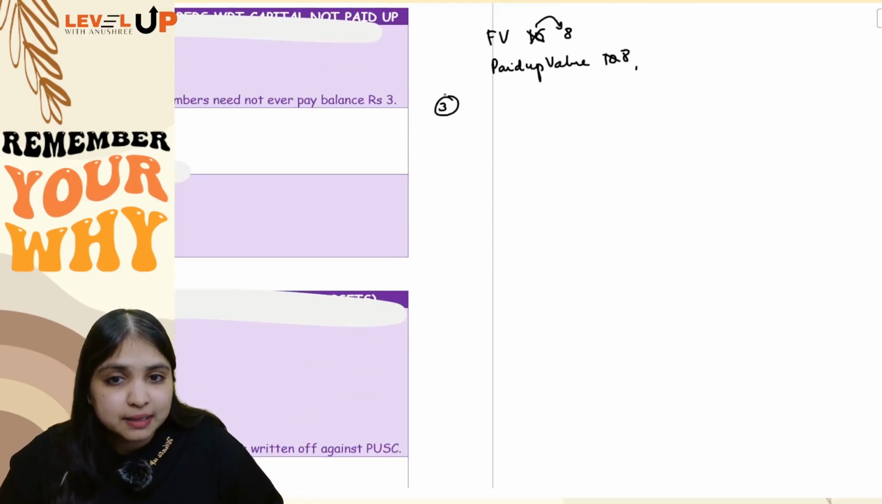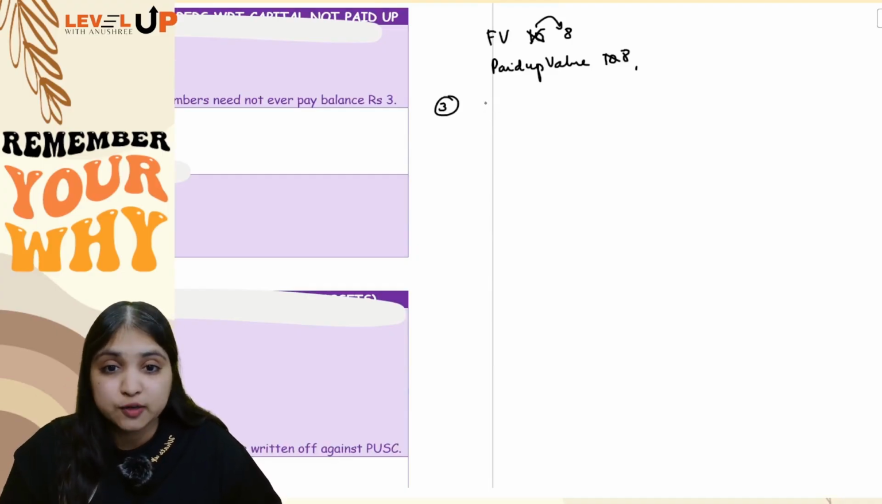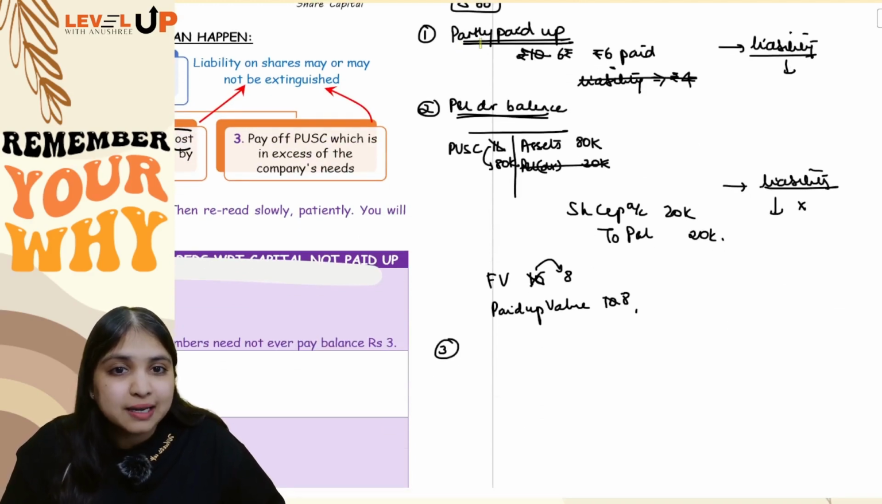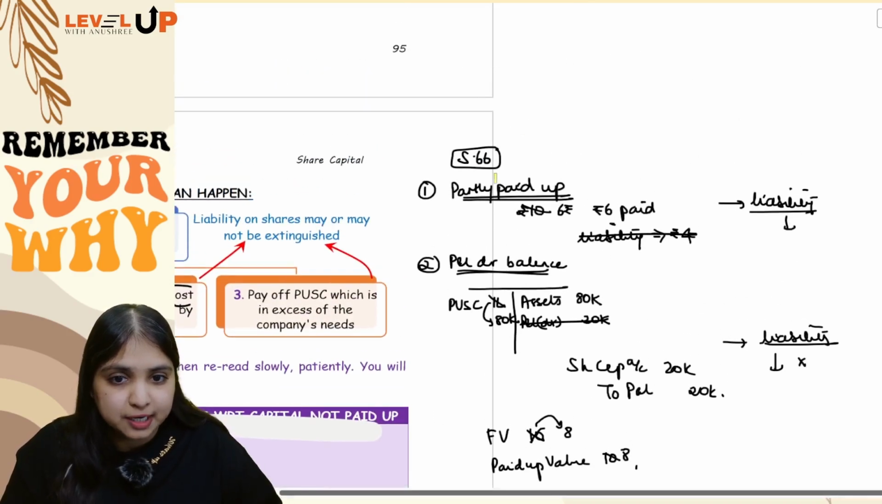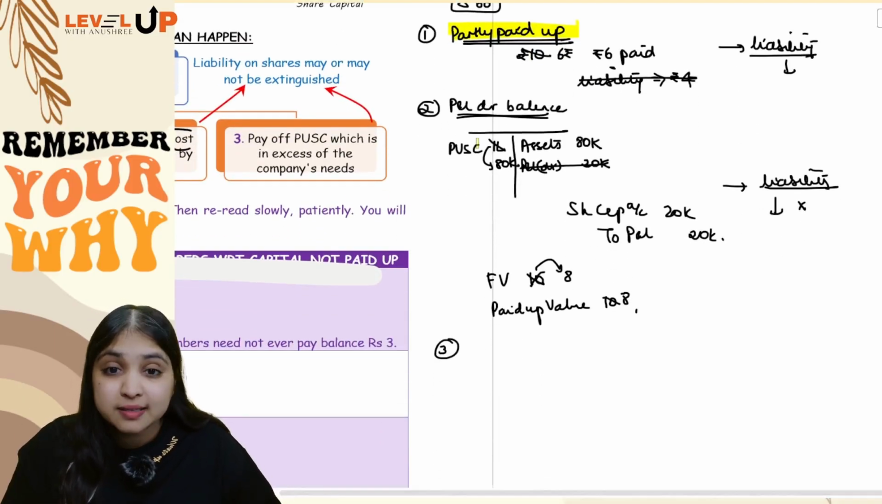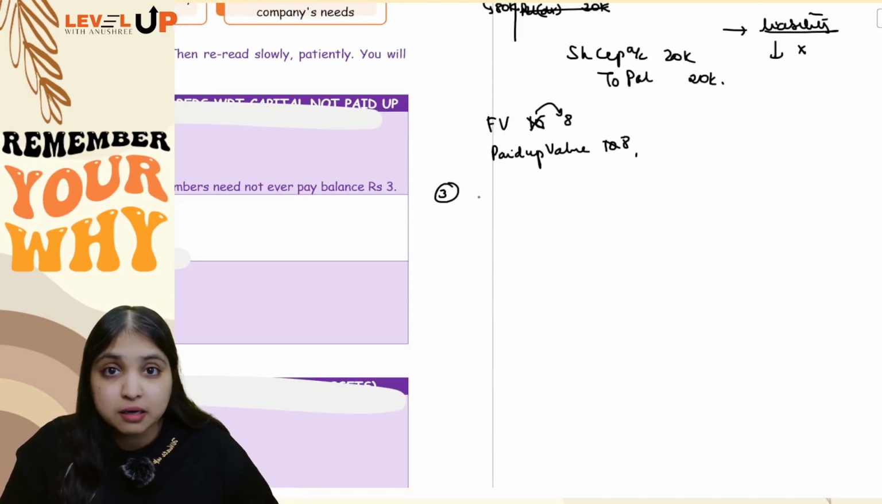Then in the third method, the company is returning the excess paid up share capital, which is more than the needs of the company. So in the first method, the precondition is that the shares must be partly paid up shares. That's your precondition, that the shares are partly paid up shares. Only then the first method can apply. In the second method, the precondition is companies having P&L debit balance. In the third method, the precondition is that the company is having excess money.